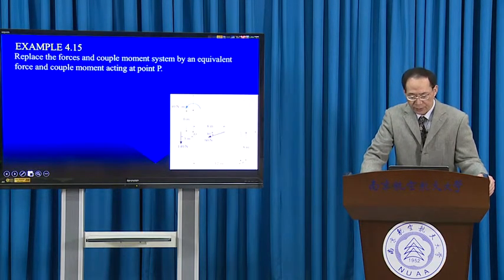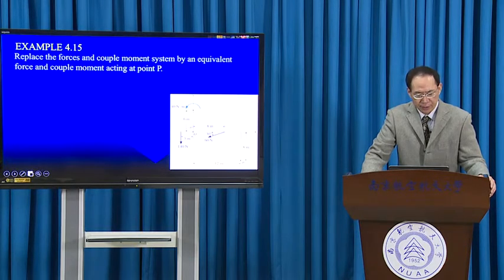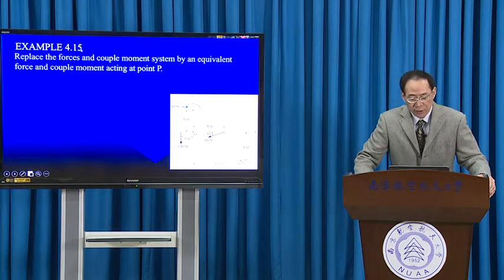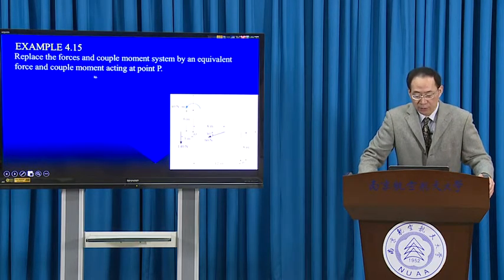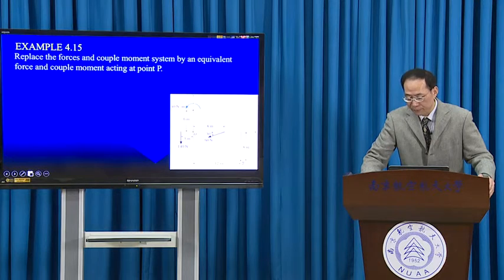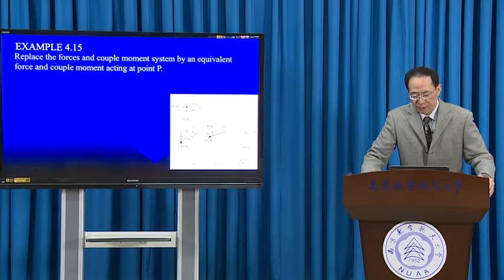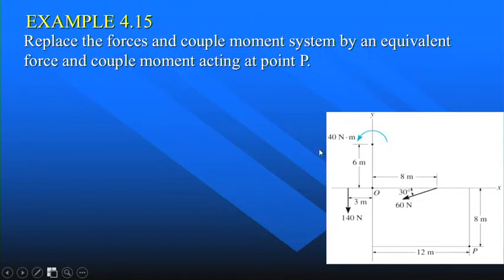4.15. This is a coplanar system case. Replace the forces and couple moment system by an equivalent force and couple moment acting at point P. That means given a point P, please reduce this given system to P. According to the process we've already discussed for the general force system, we can solve this problem. This is the plan.